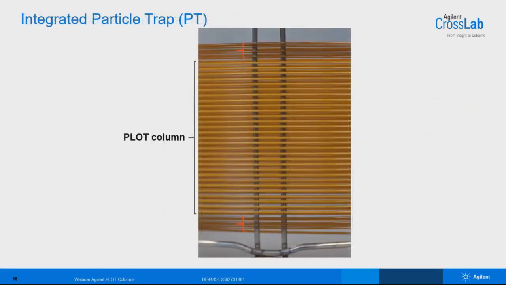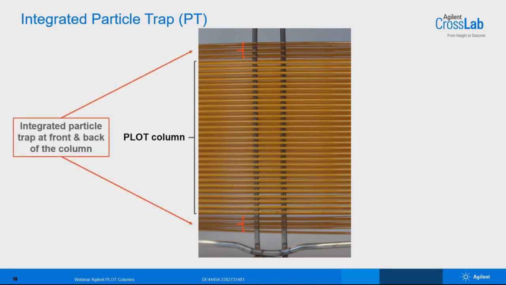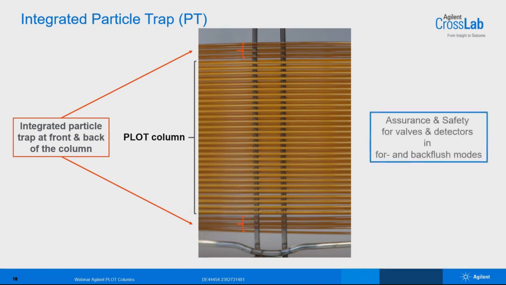I've mentioned the issues with particle release. PoraBOND technology was one of the solutions, although not perfect. To eliminate the issue once and for all, I then developed the integrated particle trap technology. In this picture you can see how it looks. On either side of the analytical column a particle trap can be found, but there are no connectors anymore. With the particle traps on two ends of the column, this provides absolute assurance and safety for valves and detectors in both fore and backflush modes.